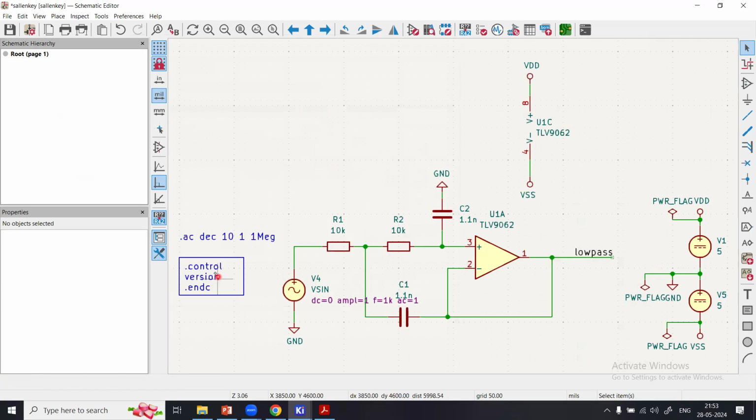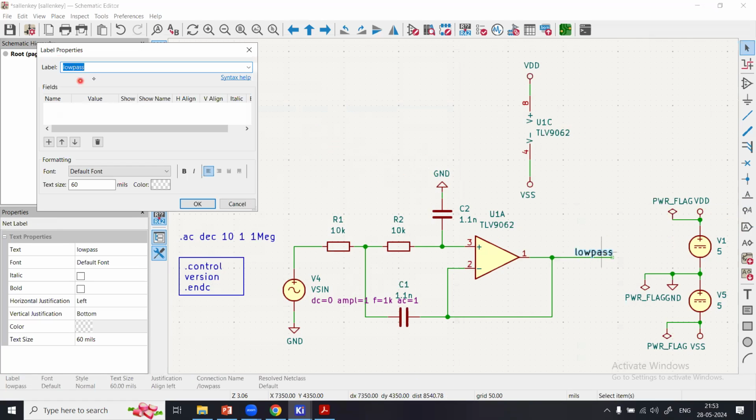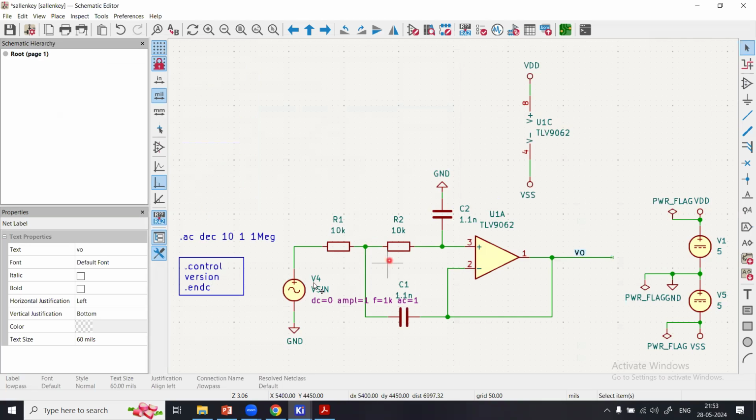And then if I click here, I will show you how to add text. There is an option here, add labels, which I have done here. Just double click here and it helps me add the label. I can just write, for example, V output. And this is my V4.